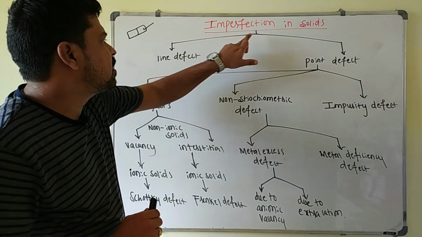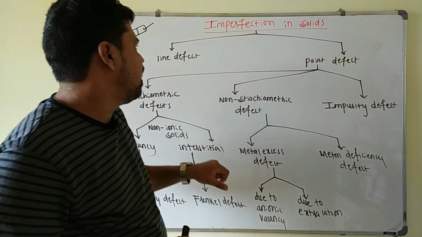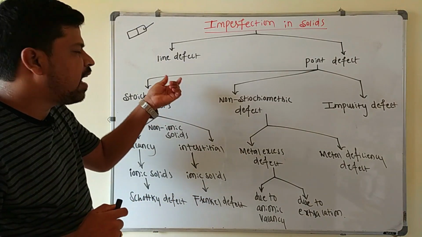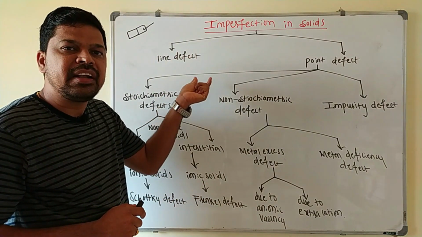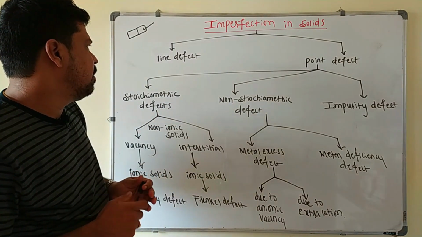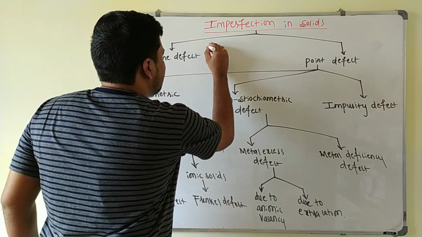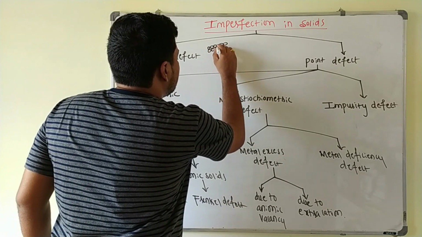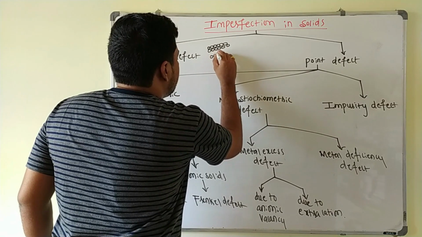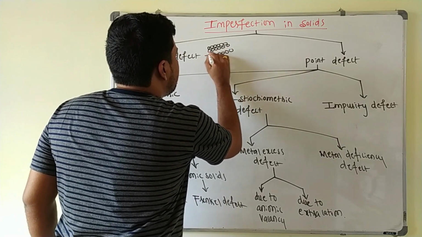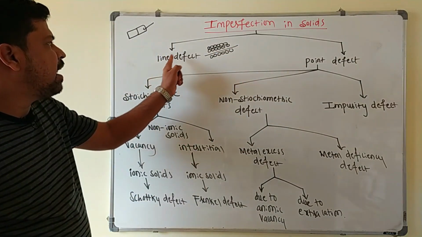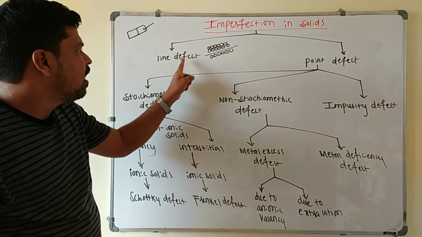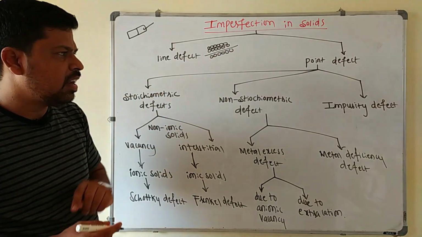In the imperfection of solids, there are two types. One is a line defect and the other is a point defect. Line defect is the irregularity in the arrangement of an entire row of the constituent particles. For example, if I take the arrangement of these constituent particles which repeats periodically like this, here one complete row of particles will be missing. This is called irregularity in the arrangement of an entire row of particles. Those particles are missing here. That is called a line defect. One line missing means line defect.